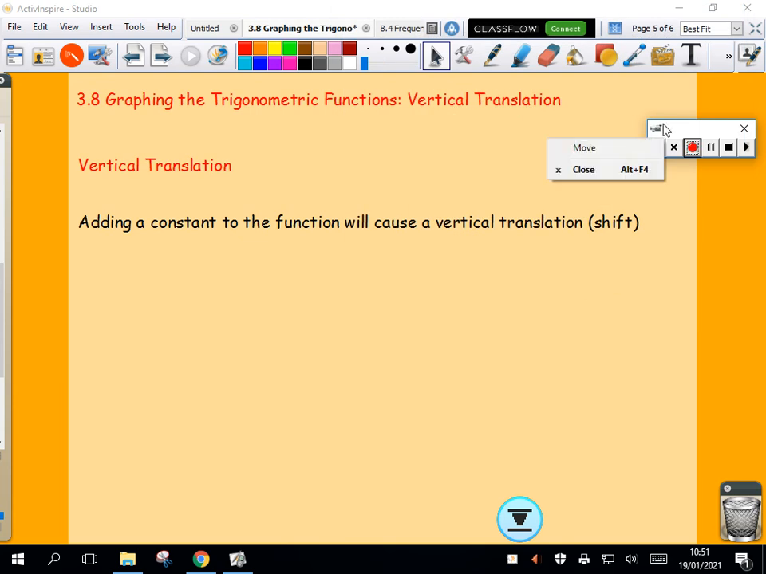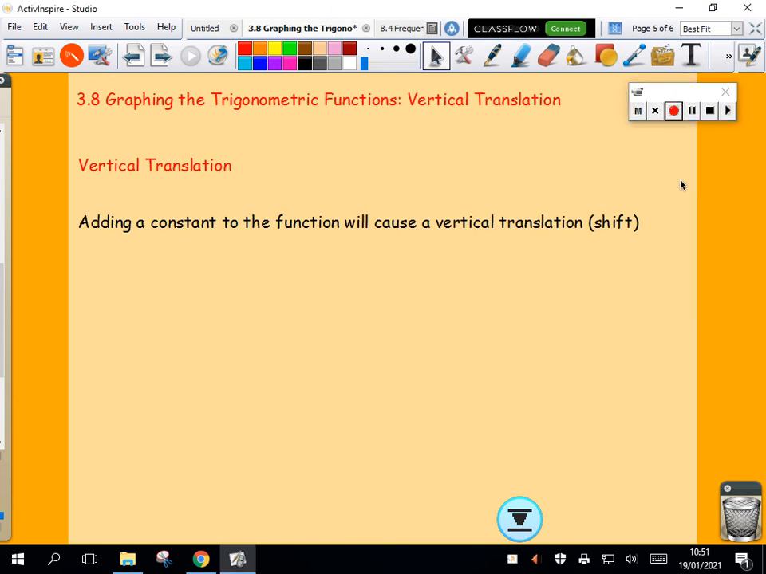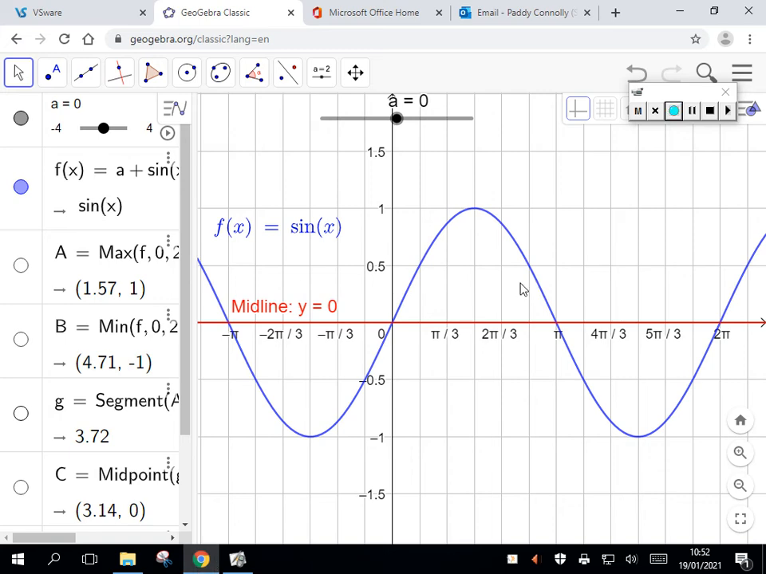Okay, in this lesson we're going to look at vertical translations of the trigonometric function. After this we'll start looking at combining all these different transformations on the function. So a vertical translation is just a shift upwards or downwards. It's just moving upwards or downwards. And what will happen is if we add a constant to the function, that's going to cause some kind of vertical translation. So again, this is best explained looking at it in action.